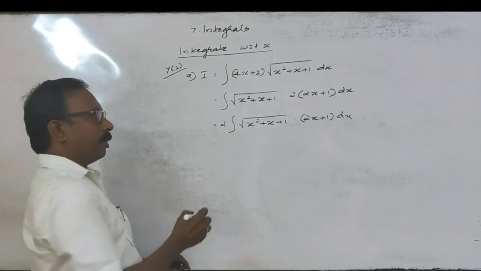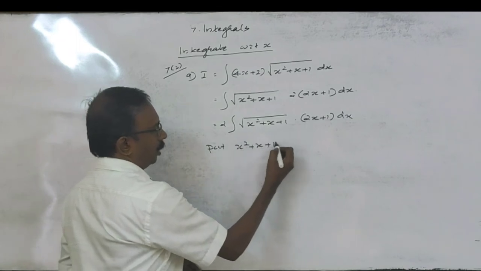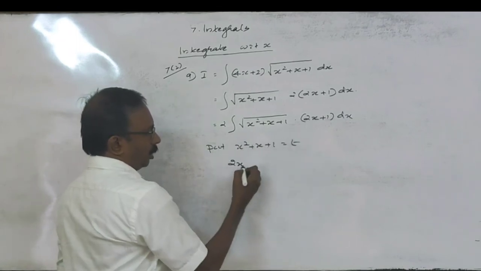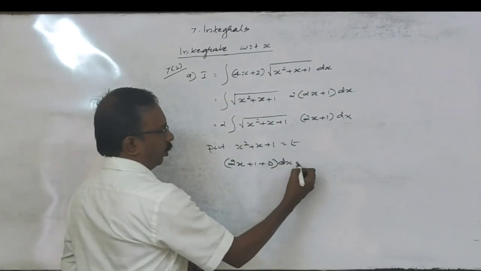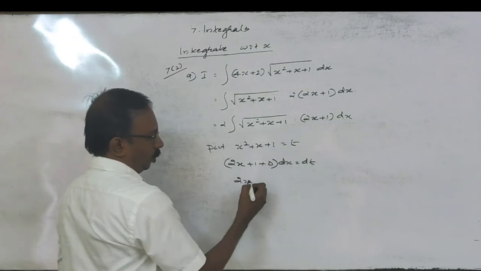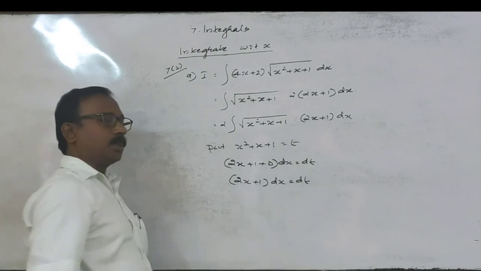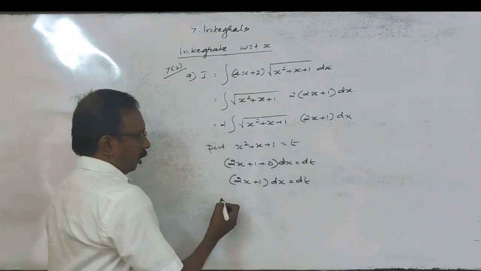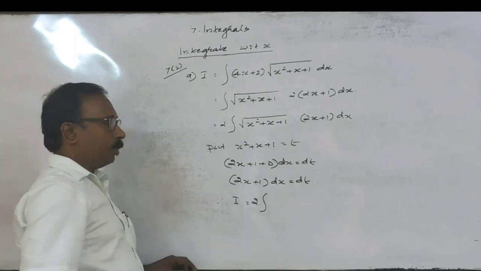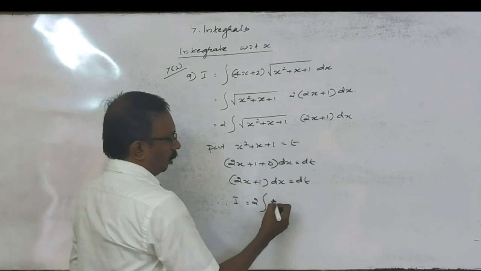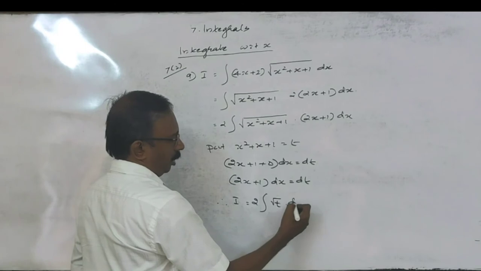Now, what is x square plus x plus 1? Let x square plus x plus 1 be equal to t. Differentiating, 2x plus 1 plus 0 into dx is equal to dt. So 2x plus 1 into dx is equal to dt. Therefore, I can write 2 into integral of root t into dt.